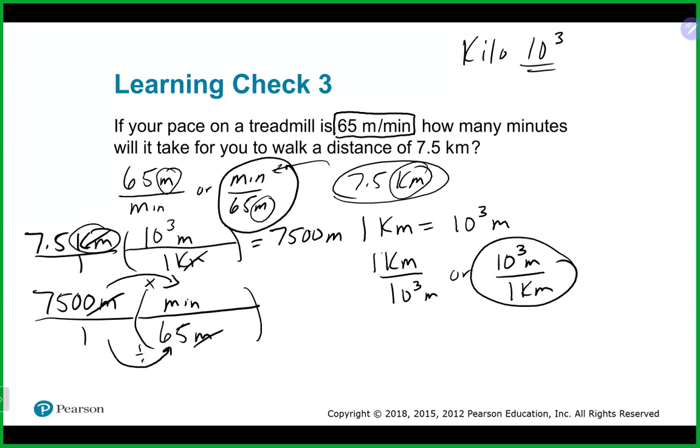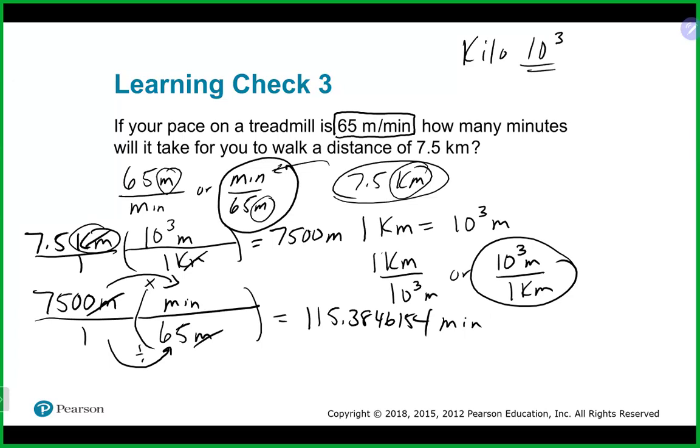But we're going to divide it, more importantly, here on this case. So we're going to take 7,500 basically and divide it by 65. Dare I say that is 115.384. That's a lot of numbers. Don't give me all those numbers. That's how many minutes. So how many numbers should we end up with in this case?